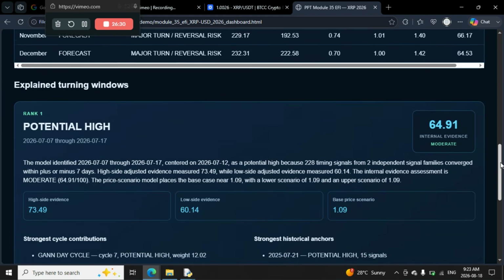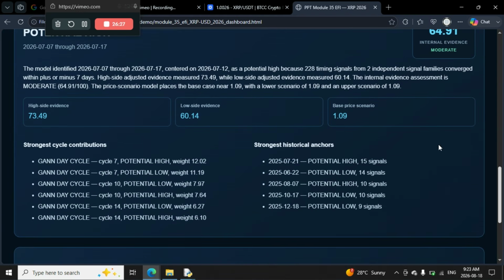It explains why there is high potentiality, because it identified that there were some tops here through 7/7 to 7/17, and it noted that there were 228 timing signals and 2 independent signal families converged within plus or minus 7 days. The high side adjusted evidence is 73%, while the low side adjusted evidence is 60%, and the internal evidence assessment is moderate at 64%. So the price scenario models place the base case near $1.09, with a lower scenario of $1.09 and an upper scenario of $1.09.